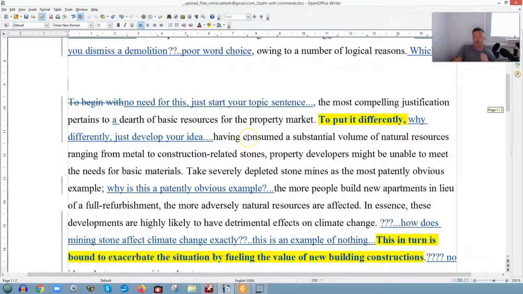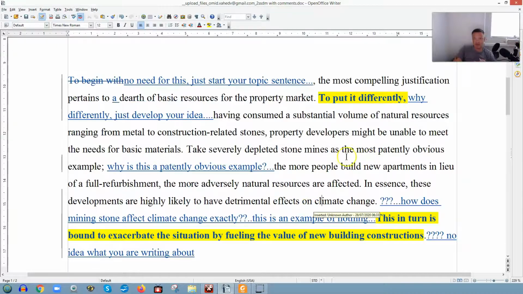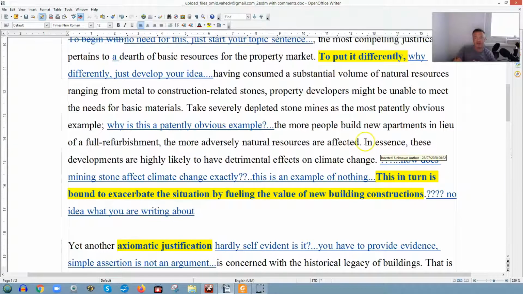Having consumed a substantial volume, that's not too bad, a little bit of a boast. Now, this is an example of nothing. Take severely depleted. Now, why is it the most patently obvious example? It's not patently obvious to me, and I'm sure it wouldn't be patently obvious to most of the readers. More building, people building business. Okay. Now, what does this have to do with climate change?